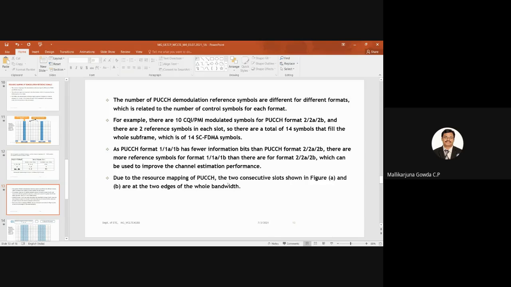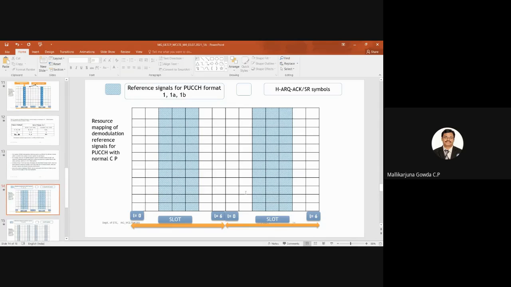What is here? Due to the resource mapping of PUCCH, the two consecutive slots at the two edges of the whole bandwidth can be allocated. Okay, this is what is shown here.